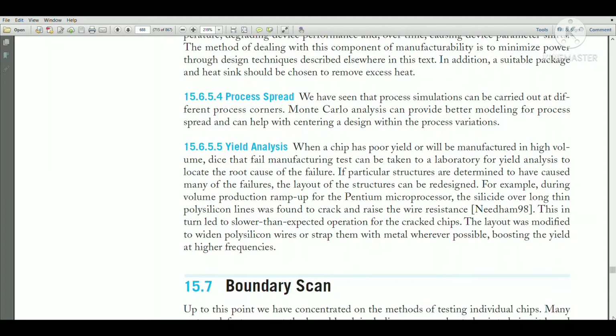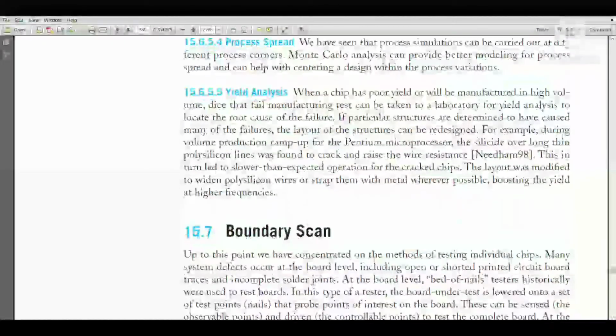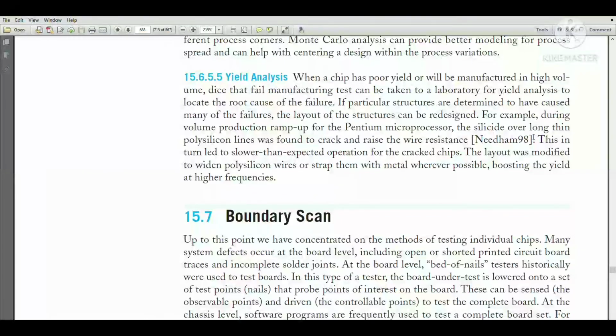For example, during volume production ramp up for the Pentium microprocessor, the silicide over long thin polysilicon lines was found to crack and raise the wire resistance. This in turn led to slower than expected operation of the cracked chips. The layout was modified to widen polysilicon wires and to strap them with metal whenever possible, boosting the yield at high frequencies. These are the ways that you can increase the yield and analyze the yield.